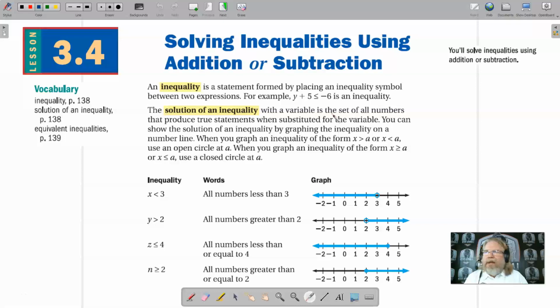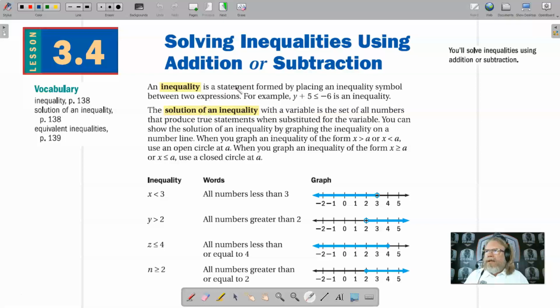Hello, this video is for Chapter 3, Lesson 4. It's titled Solving Inequalities Using Addition or Subtraction, where we'll solve inequalities using addition or subtraction. Our vocabulary for this lesson is inequality, solution of an inequality, and equivalent inequalities.